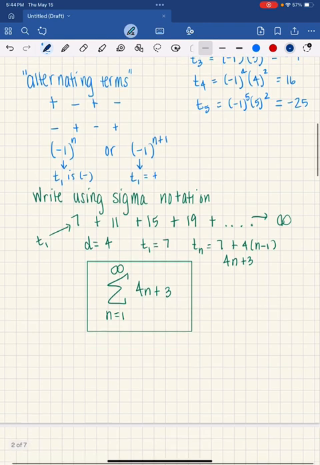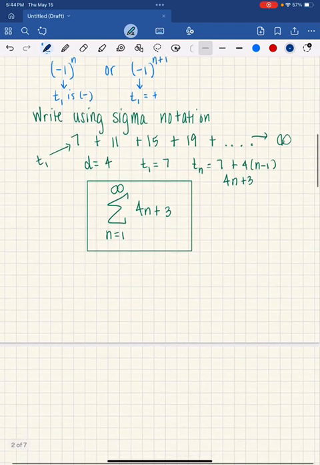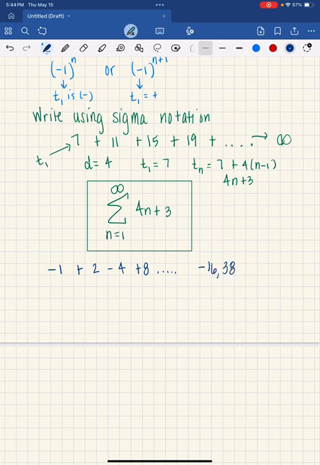Okay, I'm going to give you one more of these. Again, I encourage you to pause the video and see if you can figure it out. I'm going to give you another sequence. Negative 1 plus 2 minus 4 plus 8 ... minus 16,384. And I want you to write it using sigma notation. Pause, see if you can figure it out.